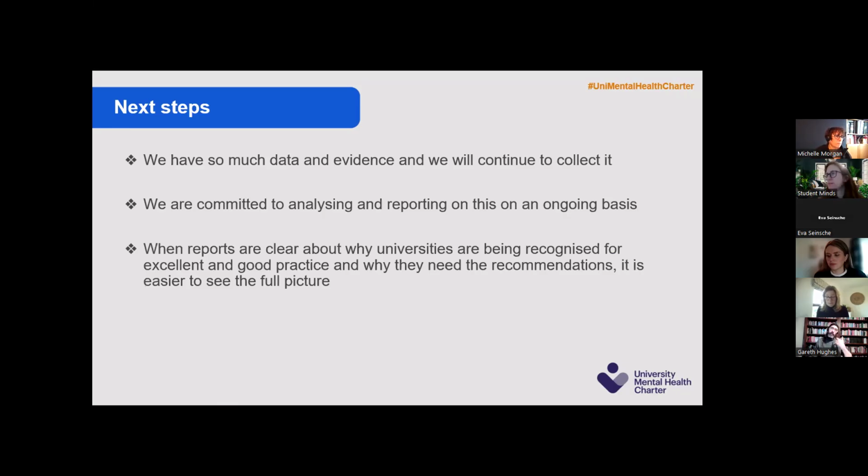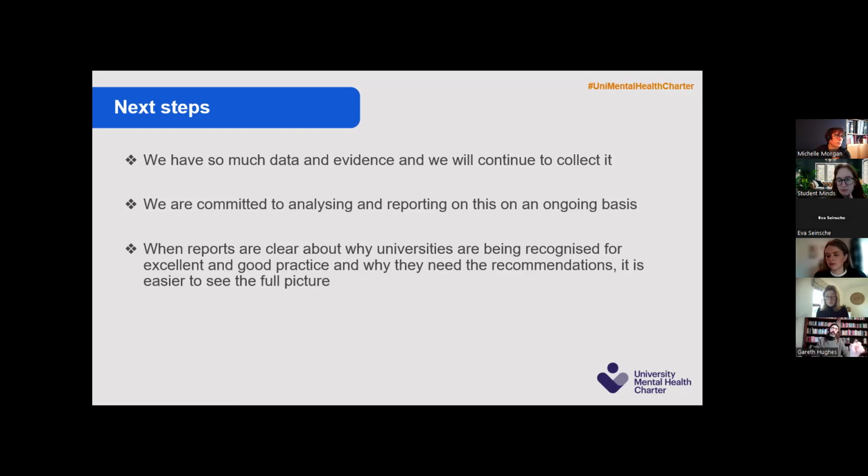What I would say is, in terms of the award reports, when they are clear about why we're giving excellent and good practice and why they need recommendations, it's much easier to see the full picture. So one of the things we will be asking from you as we go forward is, when you're saying such and such is excellent practice, can you please add on why? Because sometimes what we see in the reports is University A and University B look like they've got 2 really similar things. And in one report, it's excellent practice, and in one report, it's good practice.